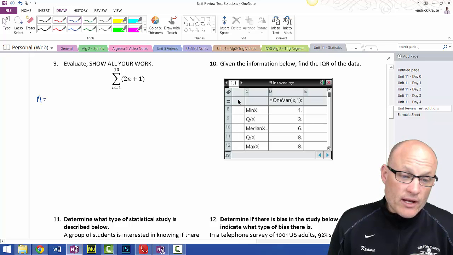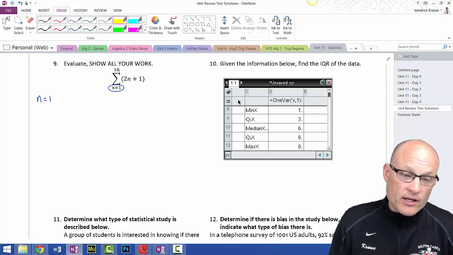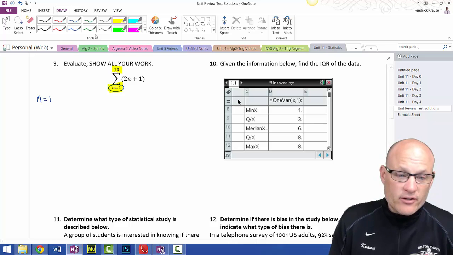You start with n equals 1. Why? Because it tells you to start with n equals 1. Let me highlight it in a blue circle and some highlighter. And we're going to end at 10. You mean I got to write 10 of these, Mr. Krause? And we're going to plug it back into this equation.